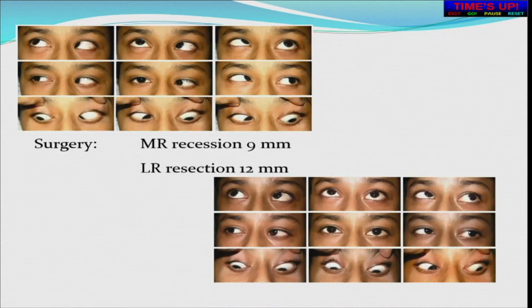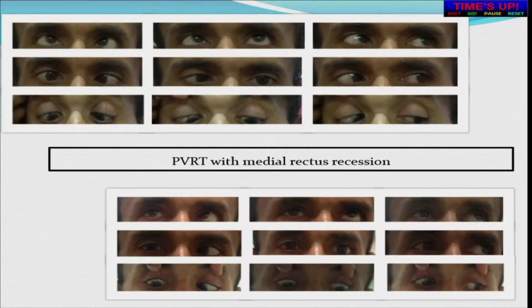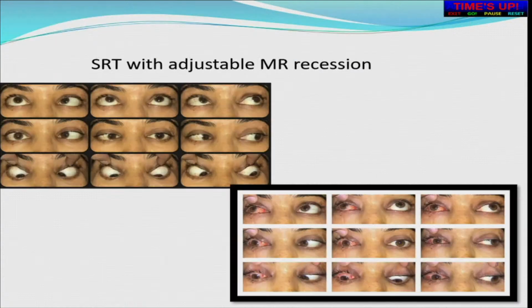This is an algorithm, so you have various management options. Again, if your duction movement is good, you may choose to strengthen the LR and weaken the MR. If your duction movement is not good, then you will have to do a transposition surgery, which can be either a partial vertical transposition or a full vertical muscle transposition to lateral rectus. More or less, most of us have now shifted to doing a superior rectus transposition for the 6th nerve palsy management.